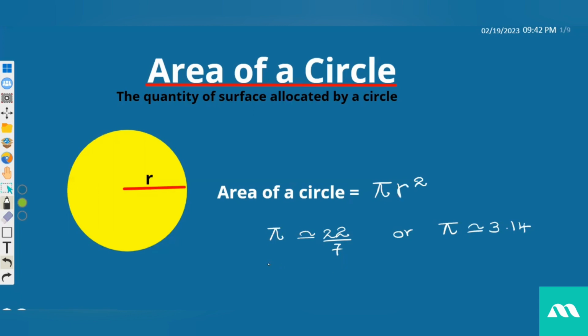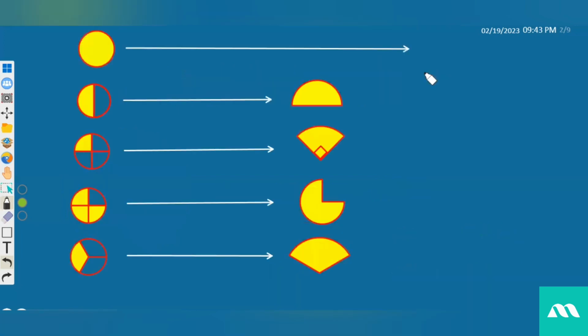Then here, r is what? It is the radius of the circle. Then the area of a circle can be obtained by pi r squared. That means the surface bounded by this particular shape can be obtained by this equation.